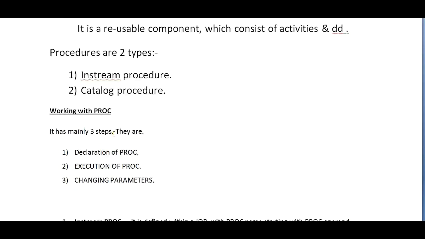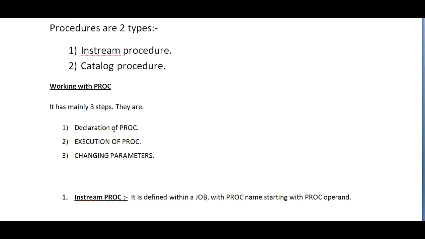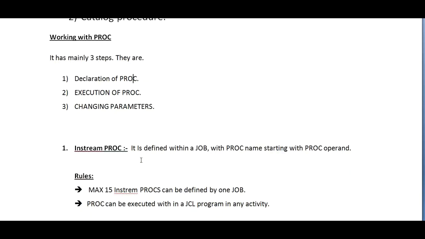So we will start working with the proc. In order to work with procs, you need three steps: declaration of a proc, execution of a proc, and changing parameters in a proc. How do we change the parameters in a proc? An in-stream proc is defined within a job with a proc name starting with the PROC operand. So this is specific to a particular job.